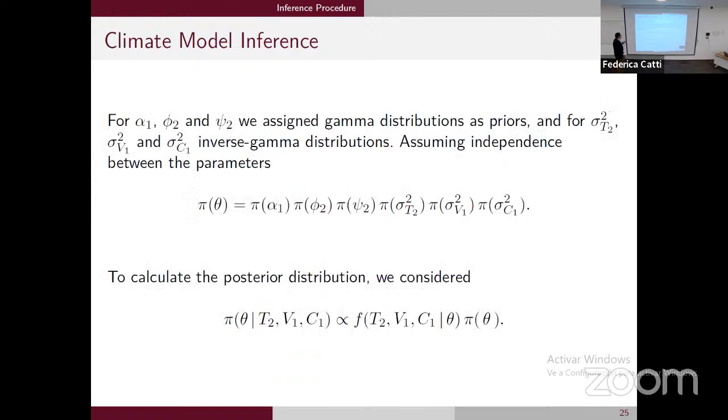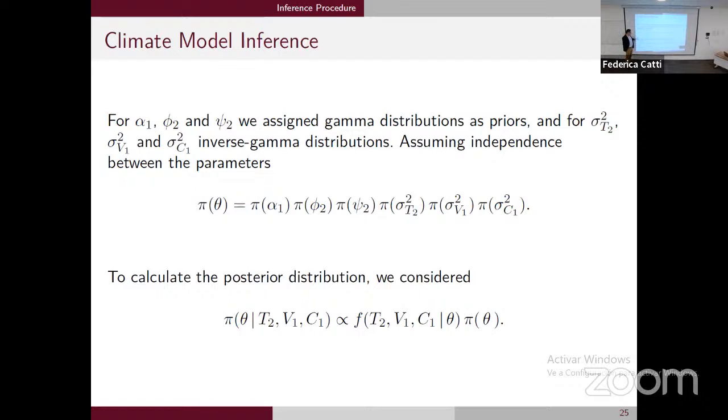Okay, alpha 1, phi 2, and c 2 are positive quantities, so we assign a gamma distribution as prior for them. And for the scale parameter, we assign an inverse gamma distribution. Assuming independence between the parameters, the joint prior distribution is equal to the product of the marginal priors.